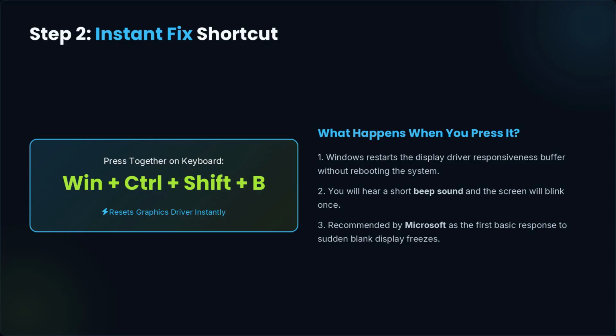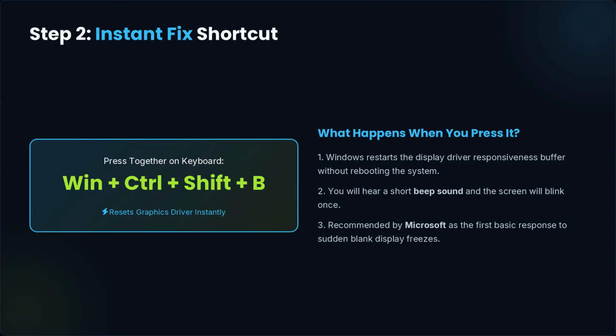Here is a shortcut that every Windows user needs to know. When your screen goes blank or black, and you suspect that the graphics driver has frozen, press these keys together on your keyboard: Windows key plus Ctrl plus Shift plus B. What happens when you do this? Windows immediately attempts to restart the graphics and display driver subsystem.